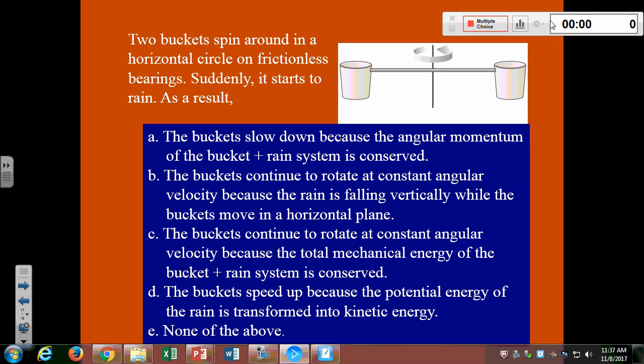Okay, let's do this and then we'll be done. What happens to these as rain falls into these rotating buckets? You start dropping water into these rotating buckets. What happens to them? And why?